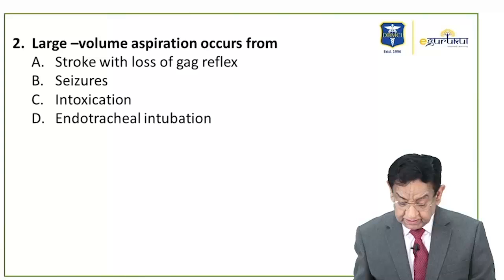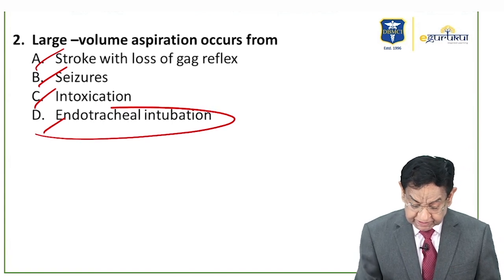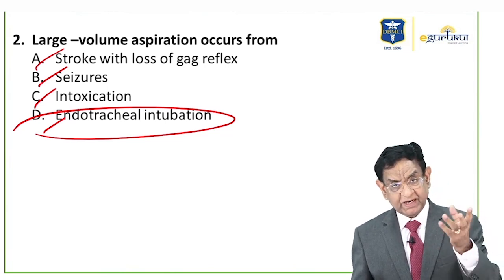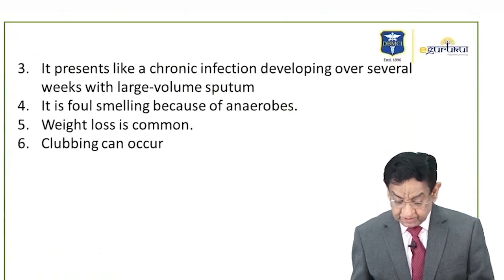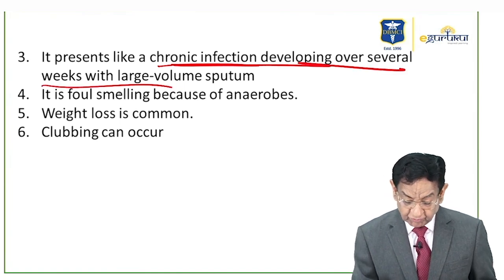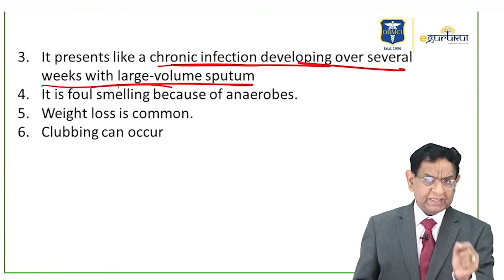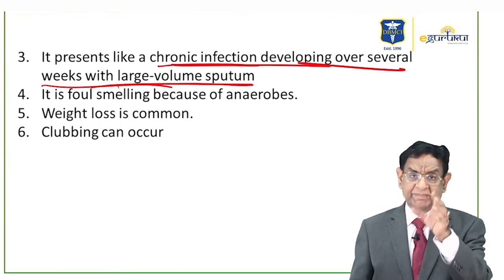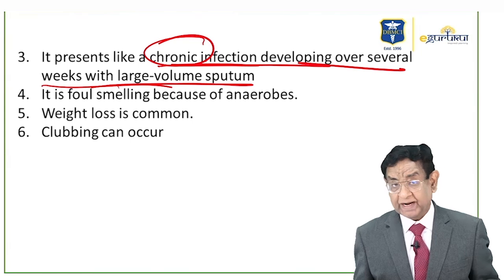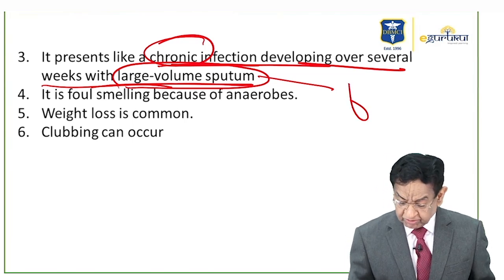Now, as I told you, large volume aspiration occurs in patients of stroke, seizure, intoxication, and endotracheal intubation, which is the extra thing I have mentioned here. Ultimately, whatever the reason, the lungs have been infected. These patients tend to develop chronic infection over several weeks with large volume sputum. Point to be noted: aspiration pneumonias may come even with acute manifestation, and bronchospasm may be there. But when we talk of lung abscess, it is chronic; it doesn't develop overnight. Large volume of sputum will be there, and of course, no need to say, it will be usually very foul smelling.